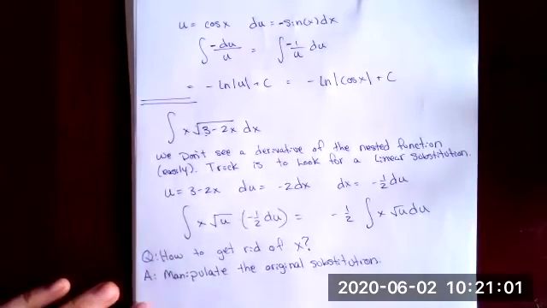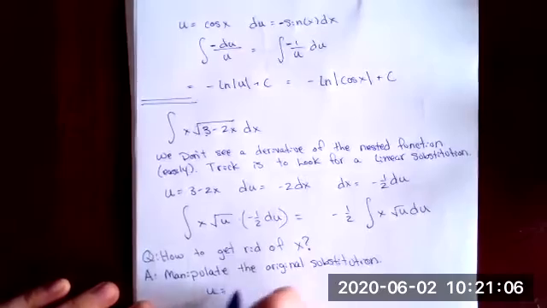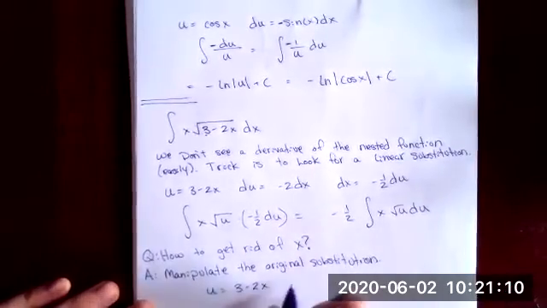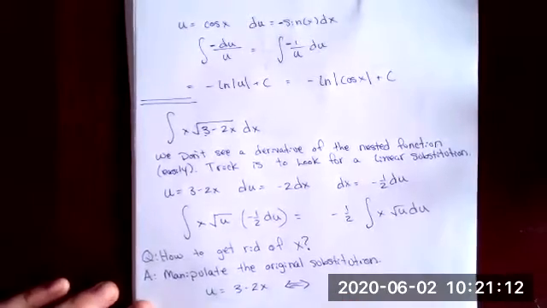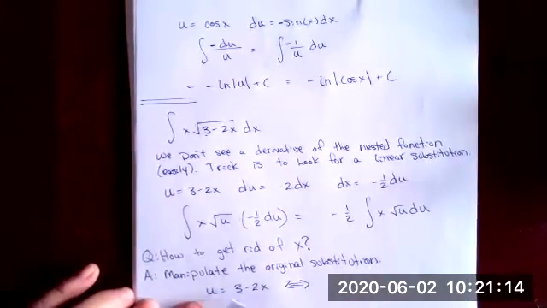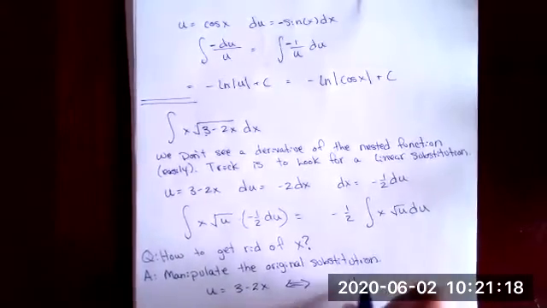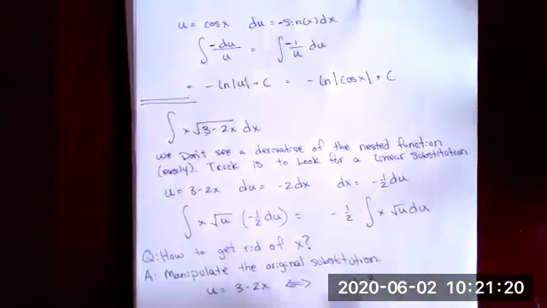Okay, so manipulate the original substitution. What do I mean by that? Well, we just made a nice, easy linear substitution. u is 3 minus 2x, but that also implies that I can solve this guy for x. So if I solved it for x, we're going to have u minus 3, and then divide.